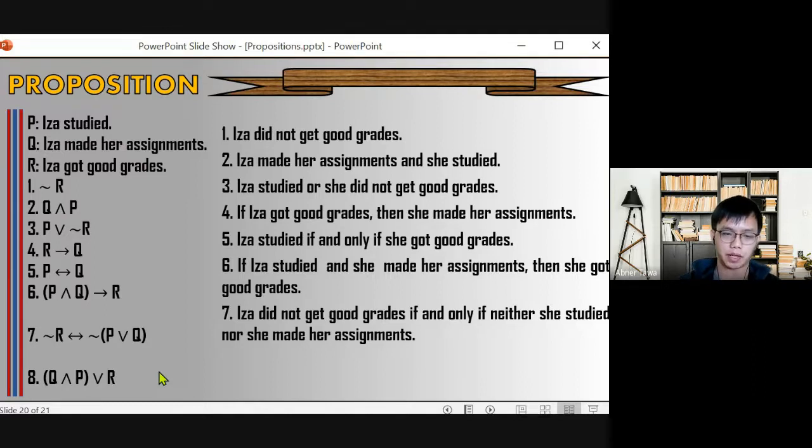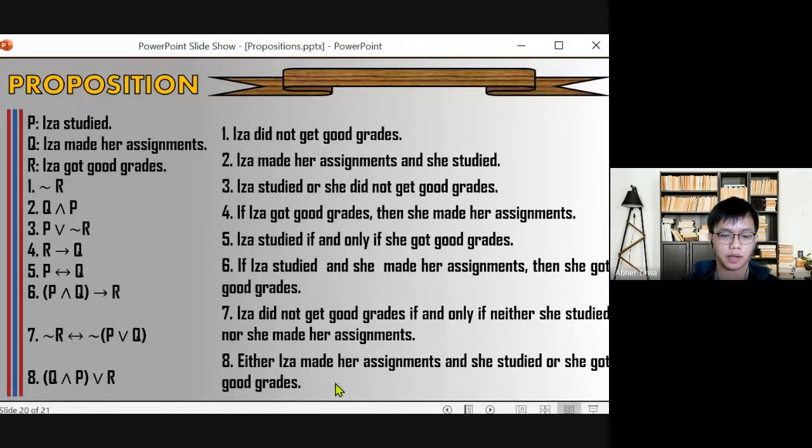Okay, so let's have here the answer. So for number 8, we have either, tama na yung simula natin, either I submit her assignments and she studied, or she got good grades. So the either part, we have here both Q and P, and then the or part is TR. So we have here she got good grades. So that is 4 symbols to sentence form. So that is our first activity for practice exercise. Let's proceed with the next exercise.